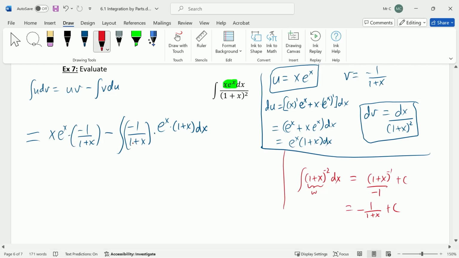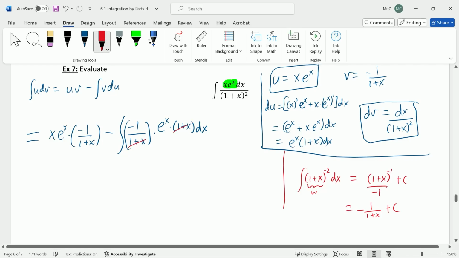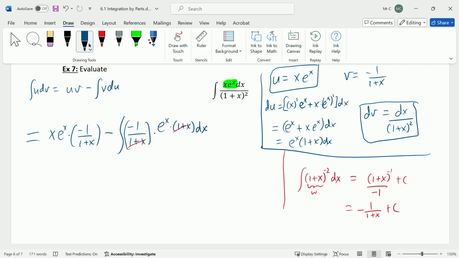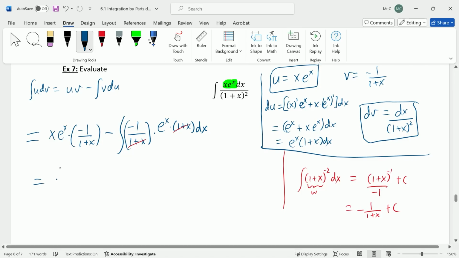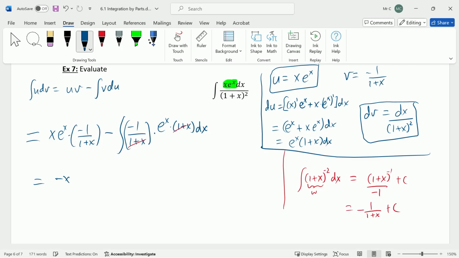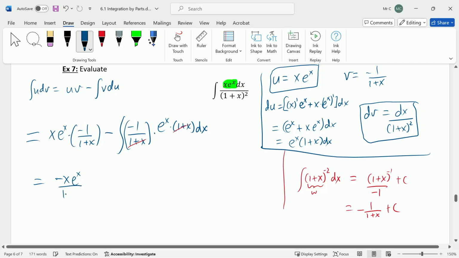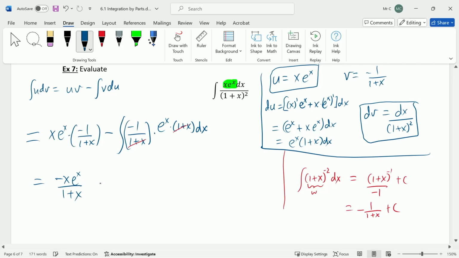So what happens? Well, the 1 plus x cancels with the 1 plus x in this numerator. What else happens? Let's see, we've got a negative 1 here, so I'll put that negative in front. We get negative e to the x over 1 plus x. These two negatives cancel, so I get plus the integral, and all that's left inside is e to the x dx. So this is negative x e to the x over 1 plus x plus e to the x plus c.